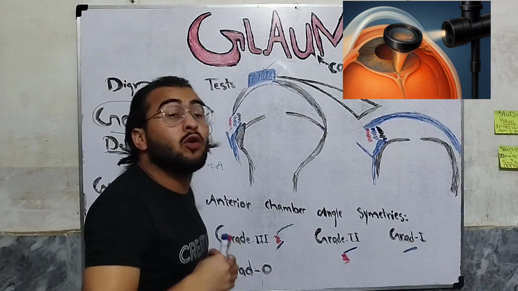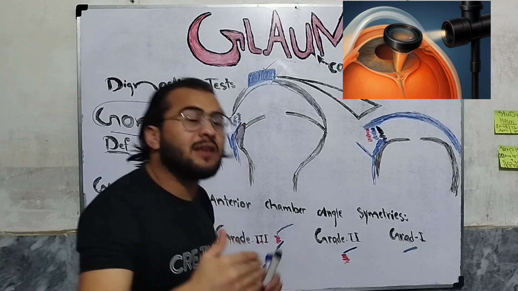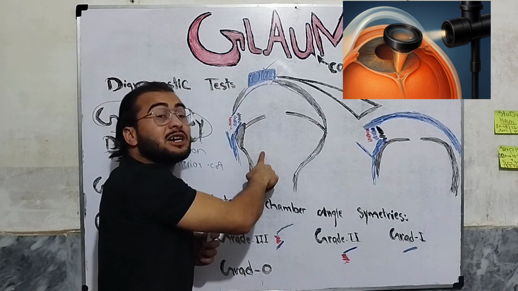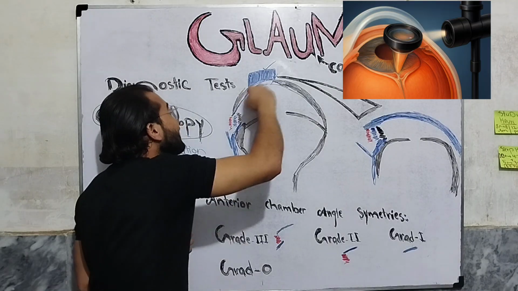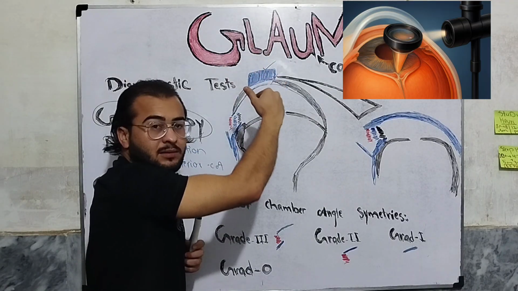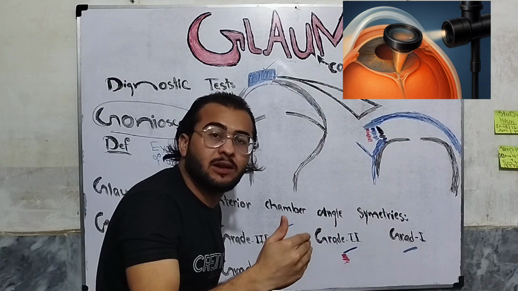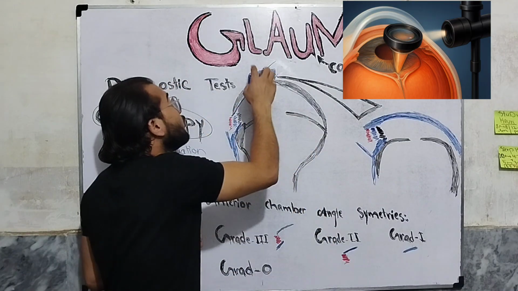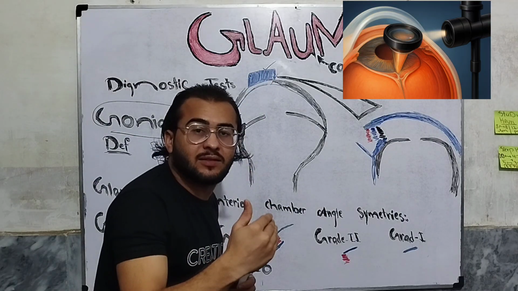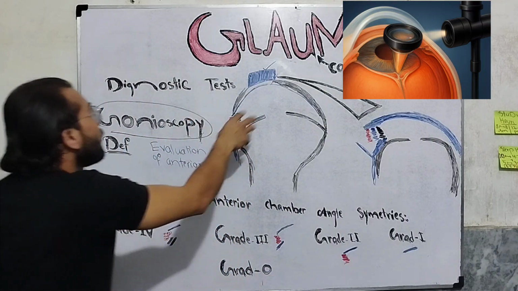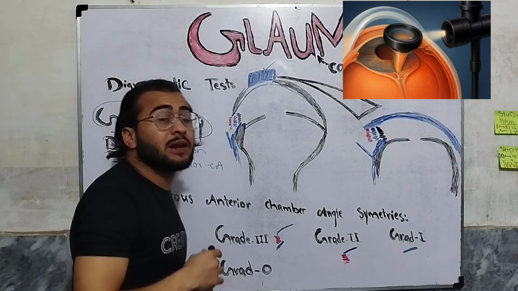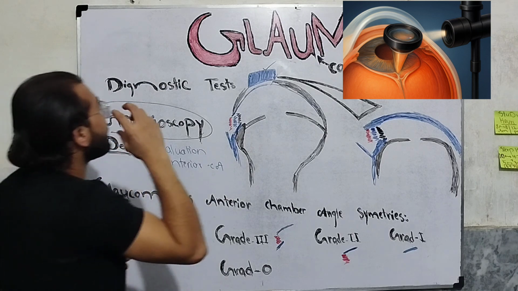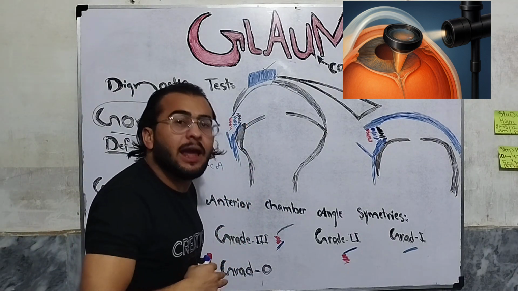Why do we use this gonio lens? This is because when the light comes over this interior chamber angle, it is entirely reflected inside the eyeball. The light is not reflected back, so the angle is normally not visible. So in order to analyze the normal symmetry of the angle, we use a gonio lens. This evaluation and analyzing of the interior chamber angle with the help of a gonio lens is called gonioscopy.